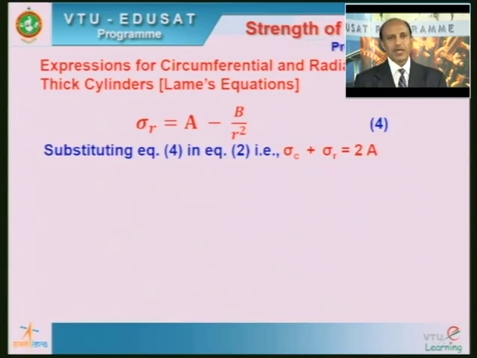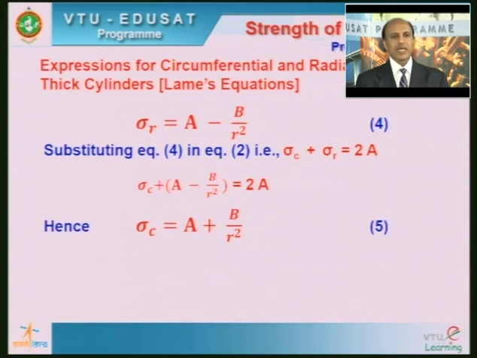And if you just try to check in equation 2, we have said that the summation of the two stresses, that is the circumferential stress and radial stress, is always a constant, which we have written as 2A. So, what I do is I replace equation 4 in this particular equation, that is sigma C plus sigma R. So, sigma R is replaced by the RHS of equation 4, that is A minus B by R square, which is equal to 2A. Now, I just try to simplify this, I get the second important equation, that is sigma C equal to A plus B by R square.